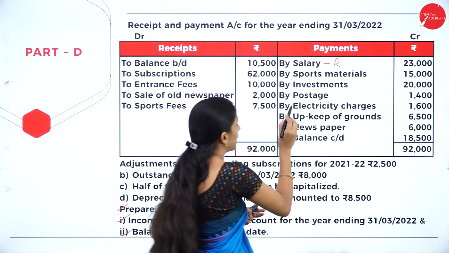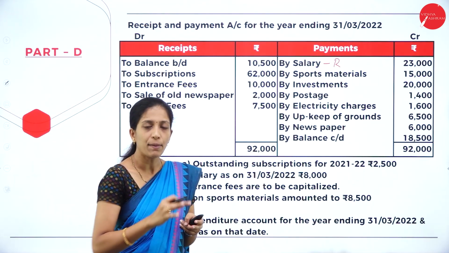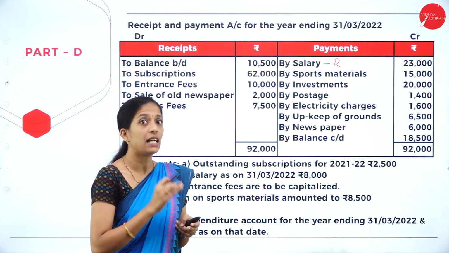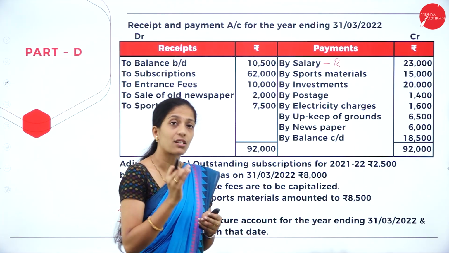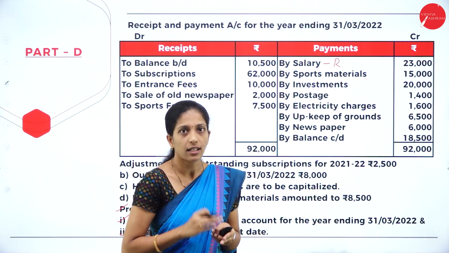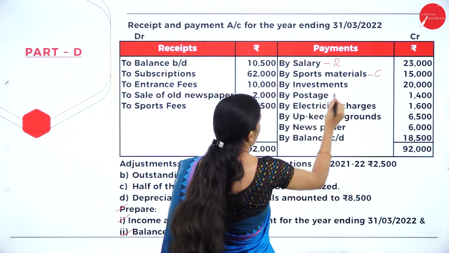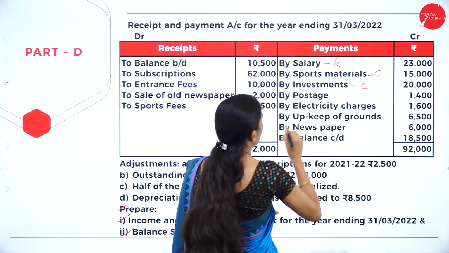So it is a revenue item. Next, sports material. Since it is a sports club, they have purchased the sports material. It is not a revenue item because once the sports material is purchased, it will be used for many years. Correct? So it is a capital item.